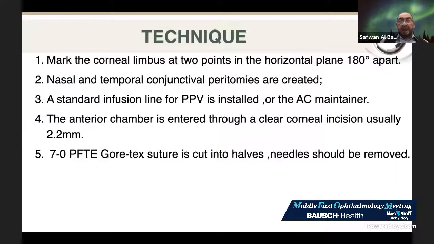Now, regarding the technique, I will discuss it in detail later in the movie, but a few points that I put here. Mark the corneal limbus at 180, meaning 3 and 9 o'clock. Nasal and temporal conjunctival peritomy. I didn't face any trouble with the nose of the patient, maybe because the noses of our patients are small compared to others. A standard infusion line for PPV is installed, or an AC maintainer. As I said, the anterior chamber is entered through a clear corneal incision, usually 2.7 for me.